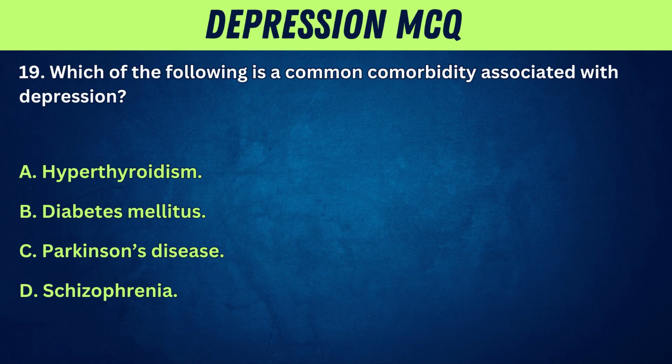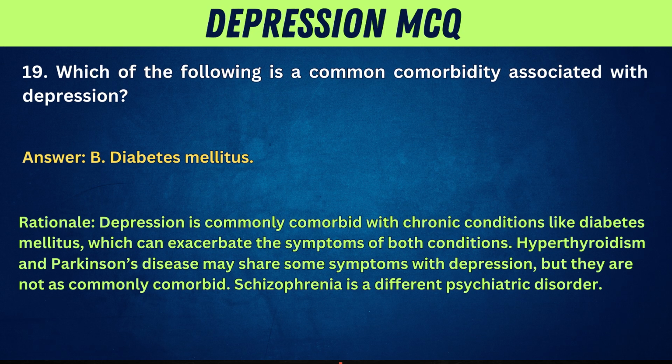19. Which of the following is a common comorbidity associated with depression? A. Hyperthyroidism. B. Diabetes mellitus. C. Parkinson's disease. D. Schizophrenia. Answer: B. Diabetes mellitus. Rationale: depression is commonly comorbid with chronic conditions like diabetes mellitus, which can exacerbate the symptoms of both conditions. Hyperthyroidism and Parkinson's disease may share some symptoms with depression, but they are not as commonly comorbid. Schizophrenia is a different psychiatric disorder.